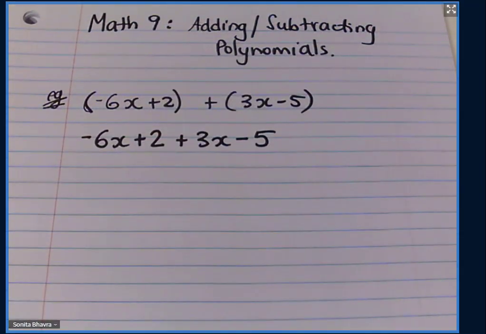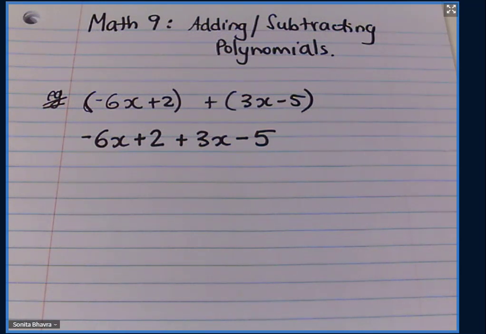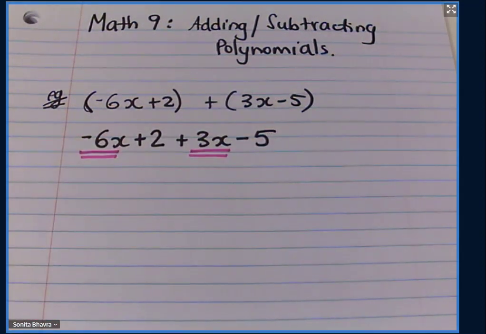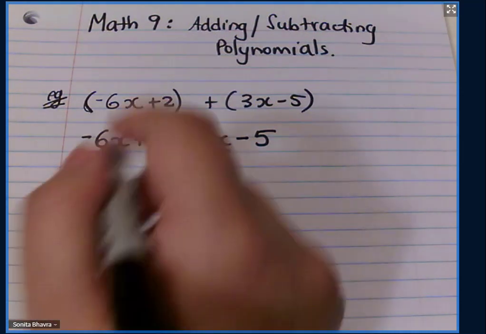All right, so now we can go ahead and collect our like terms. So remember, our like terms have to have the same variable, and the variable has to have the same exponent. So here we have negative 6x and positive 3x. So we can collect those together. So negative 6 plus 3, that gives me a negative 3x.